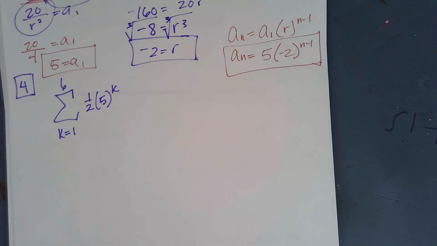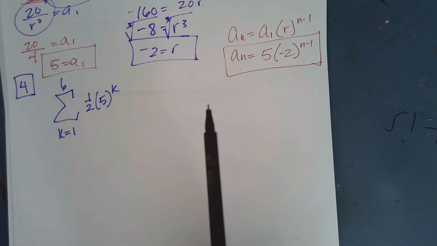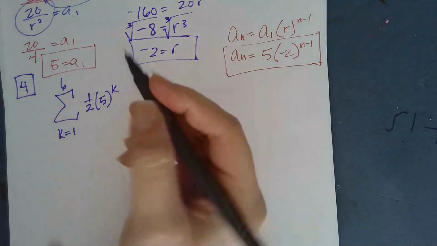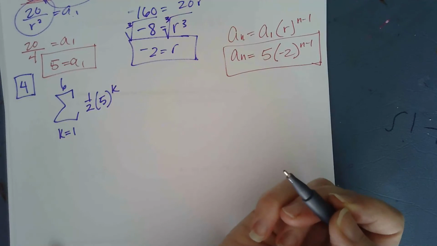All right, to end this, number 4, the last one here, I'm going to ask that you find the sum. Notice that I didn't put any words in here. This little summation notation means find the sum. This is the sum of a finite series.